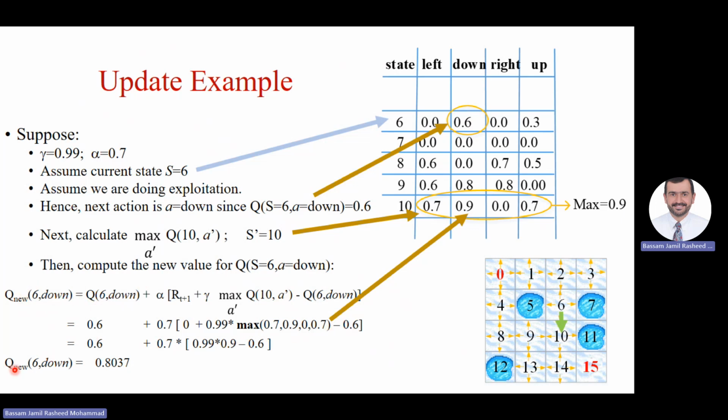Plug in the numbers, and now the new action value for state 6 taking action down is 0.8037. So this value will be plugged in right here in the table. And this is just one update equation in one step in one of the scenarios.